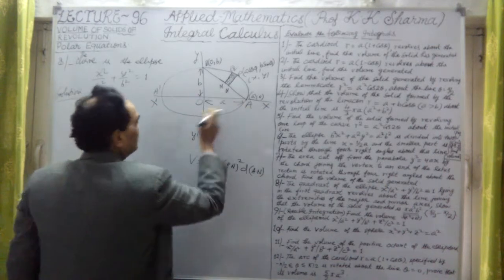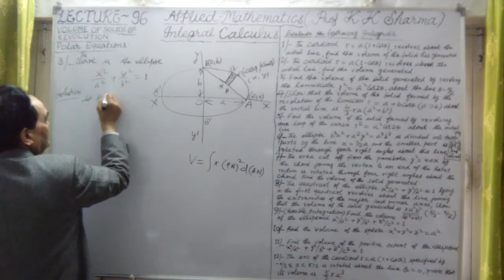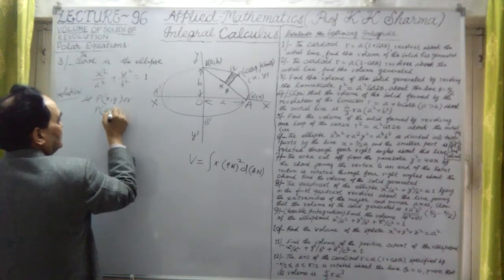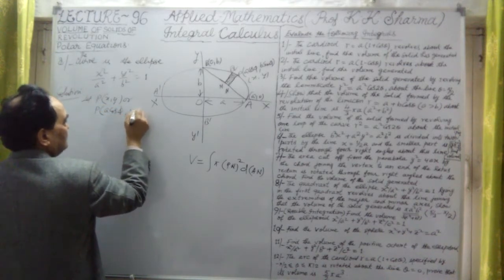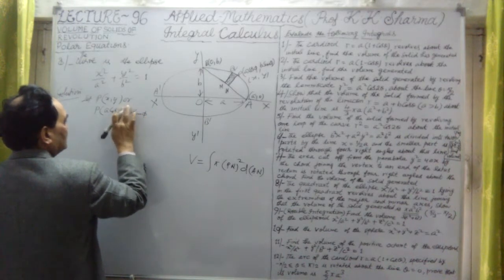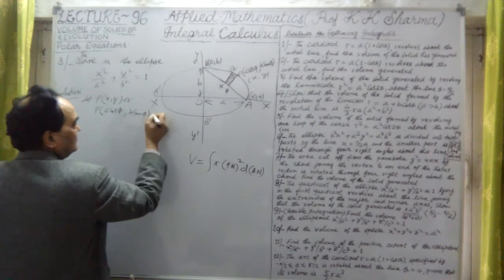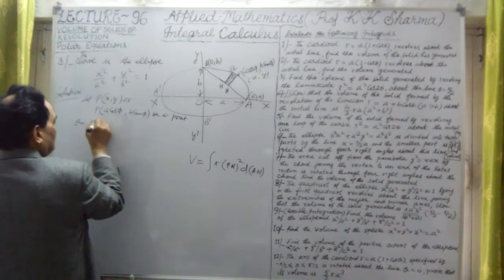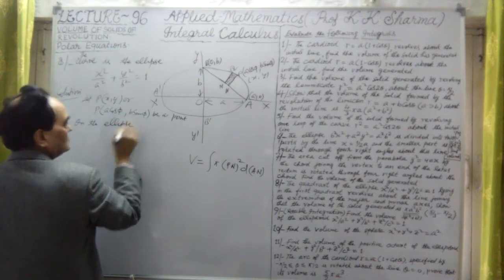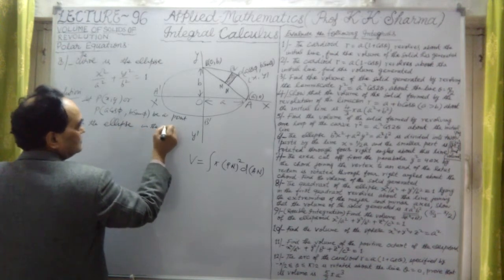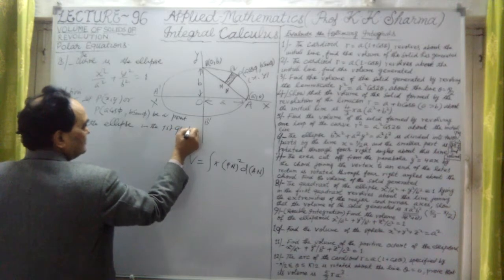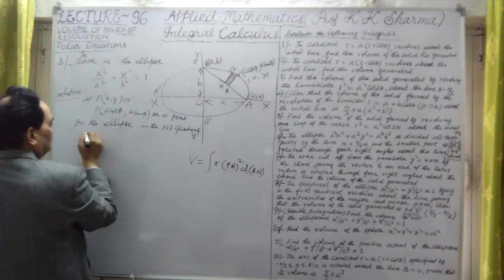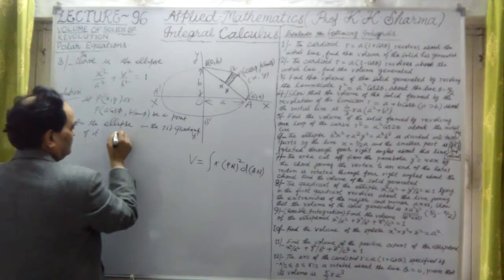Let P be (a cos phi, b sin phi), a point on the ellipse in the first quadrant, as is required. The solid is generated in the first quadrant of it. Therefore, PN is the perpendicular.